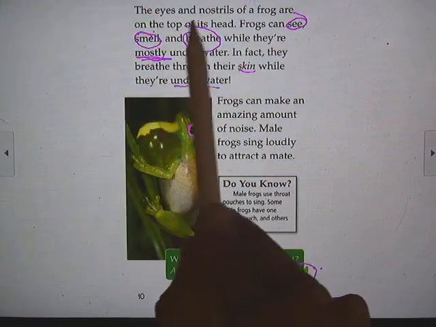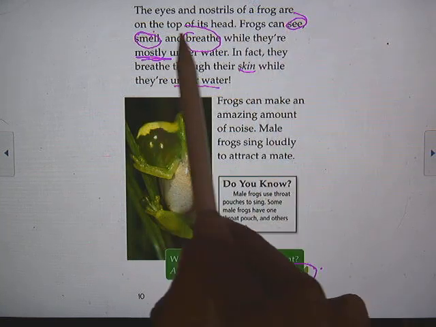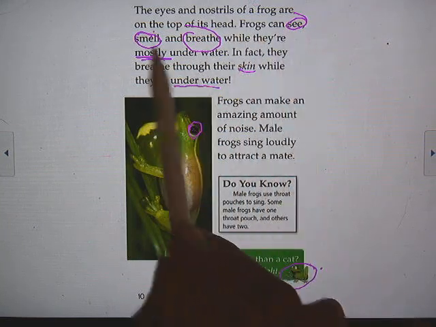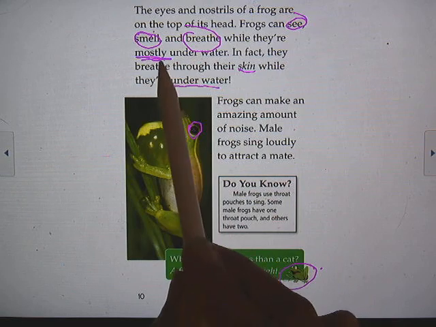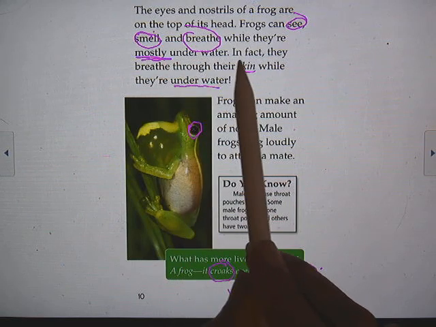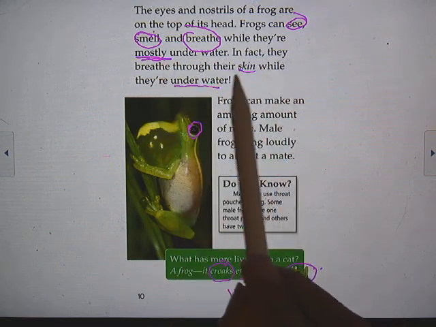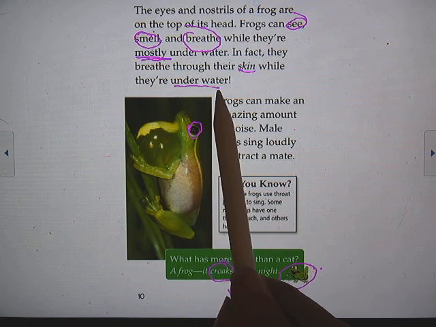The eyes and nostrils of a frog are on top of its head. Frogs can see, smell, and breathe while they're mostly underwater. In fact, they breathe through their skin while they're underwater.